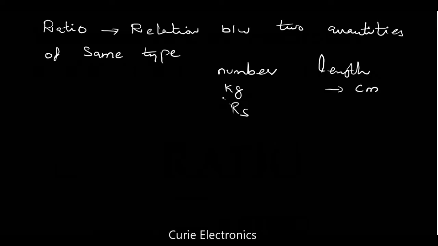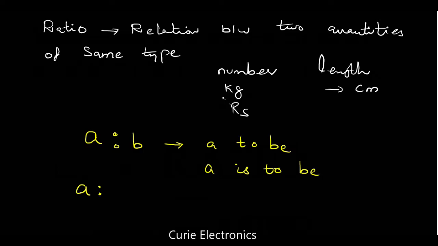And how do you mention this ratio? That is A to B. You can read it as A to B, or A is to B. We write small letters. This can also be written in fractional form. That is, A is to B equals A upon B. That is the fractional method, A upon B.